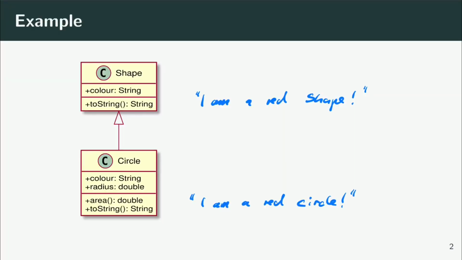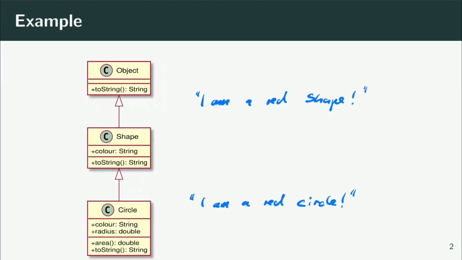In fact, you will remember that all classes implicitly are subclasses of the class called object, and the toString method is already present in the object class. So there's an implementation of toString in the object class, and therefore even the shape class here has already overridden the existing toString method from its superclass. This is the reason, by the way, why you can simply print a given object, because implicitly its toString method will be called.